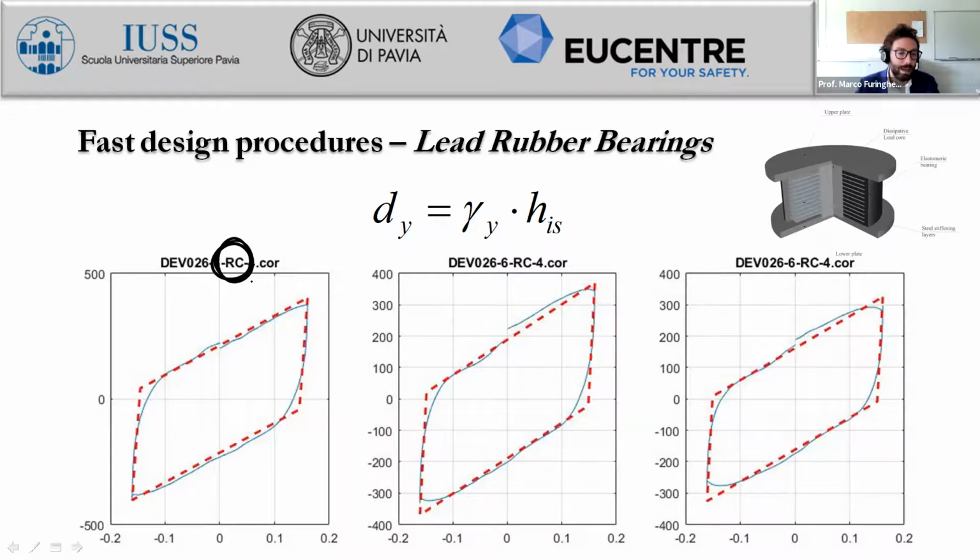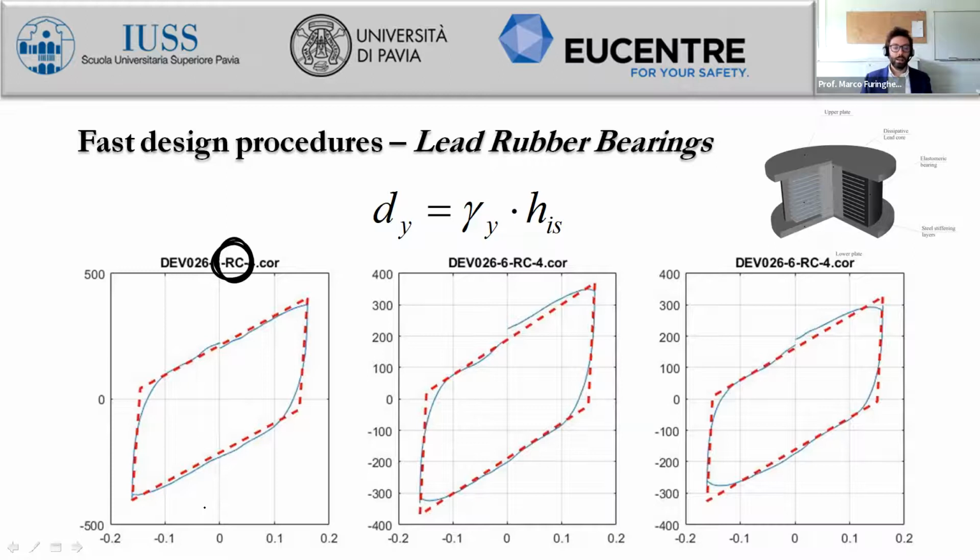But I also implemented a nonlinear best fit procedure in order to come up with a bilinear constitutive law, which is representative of the same dissipative capacity of all the hysteretic loops, so the hysteresis area, but also representative of all the actual points. So this is just an ad hoc least square procedure for all the tests and all the cycles.